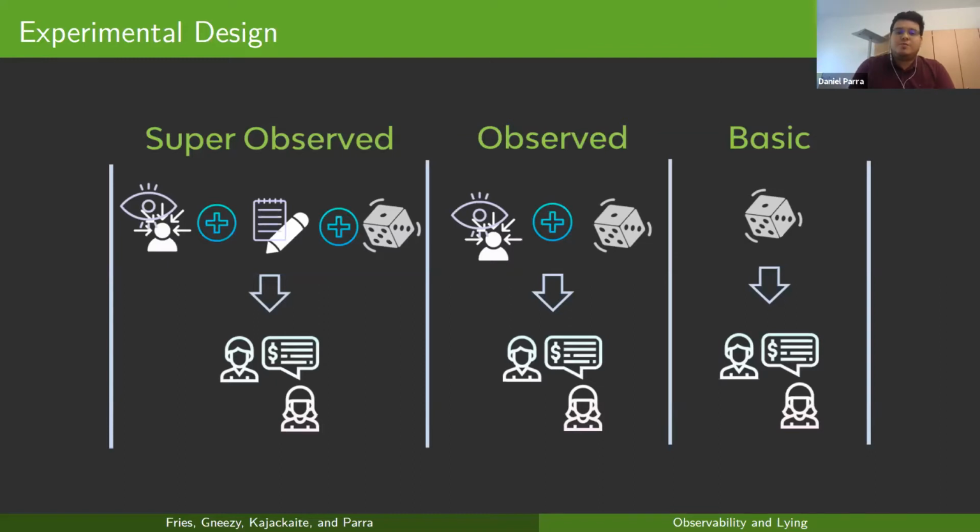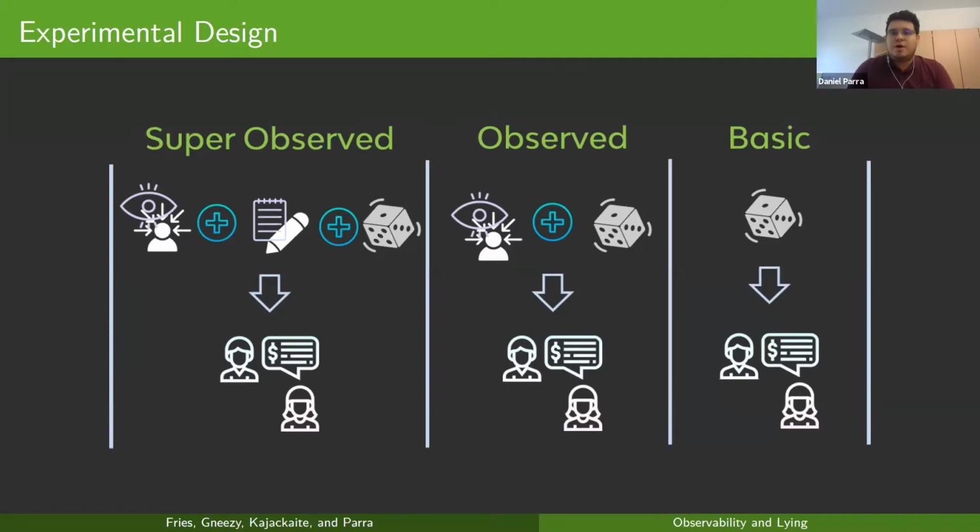However, in the super observed, now it's not possible to social signal anything. It's not possible to have a reputational advantage, because once they report, the experimenter can know whether they are saying the truth or not.